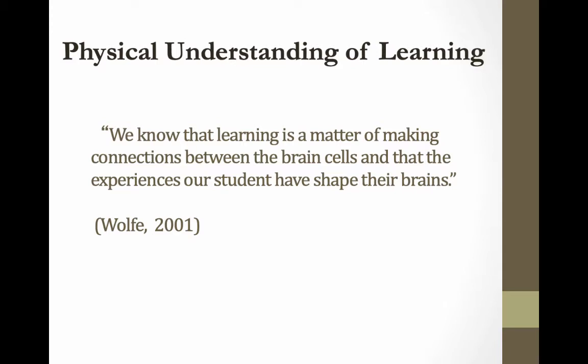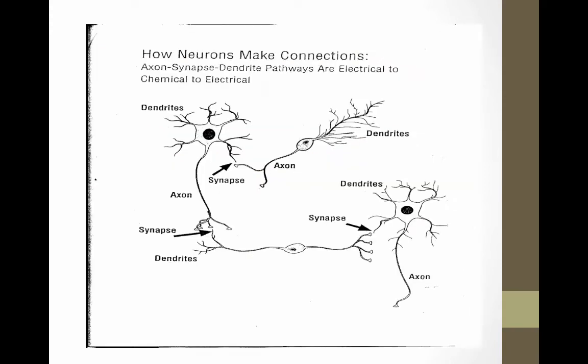Okay, now we're going to briefly look at the physical model of learning. We know that learning is a matter of making connections between brain cells and that the experiences our students have shape their brains. What's the magic word on the screen? Connections. Physically, the brain physically makes connections. You see that long stringy thing there?